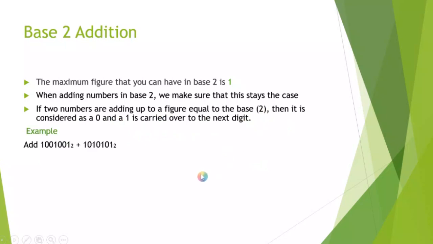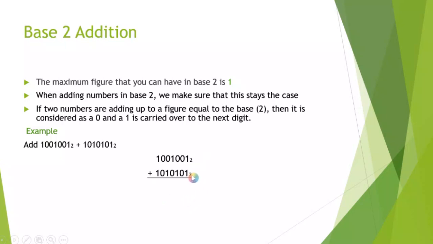Now let's have an example. We're having 1001001 in base 2, plus 1010101 in base 2. So remember, when you're adding this, make sure you align them. So we are aligning this. We're having the first number on top, and then the other number on the bottom.